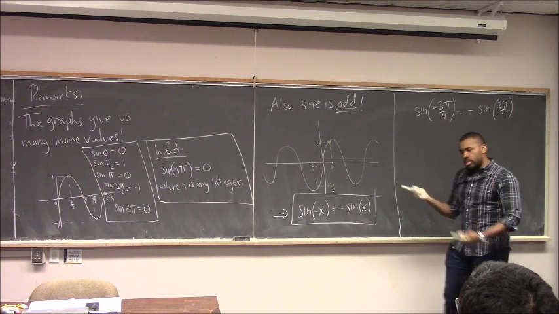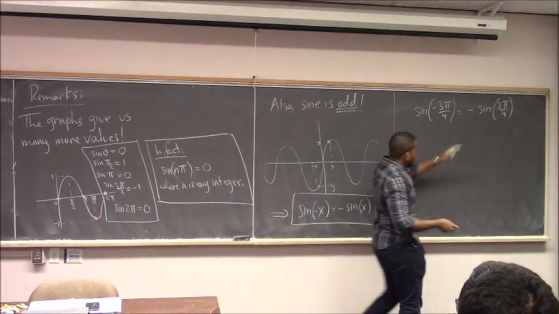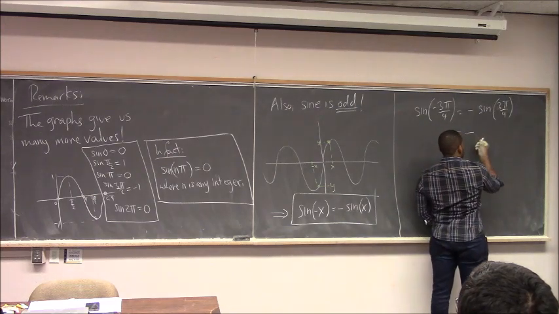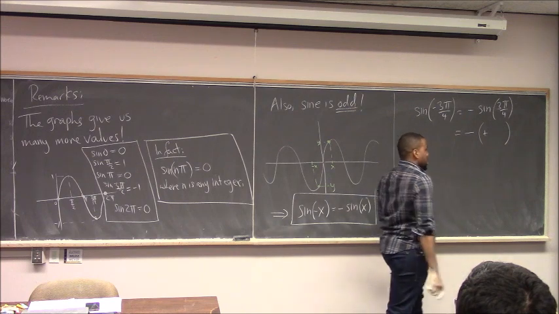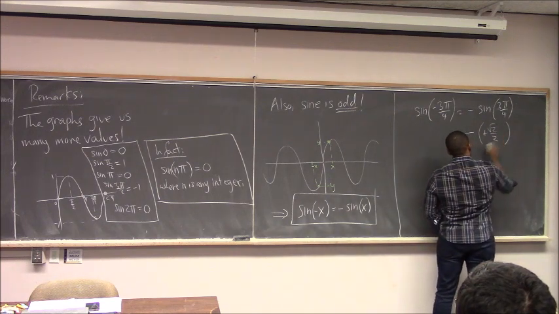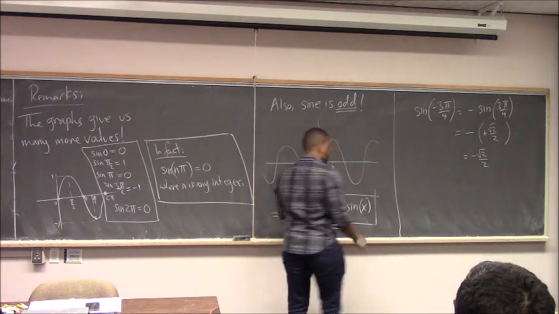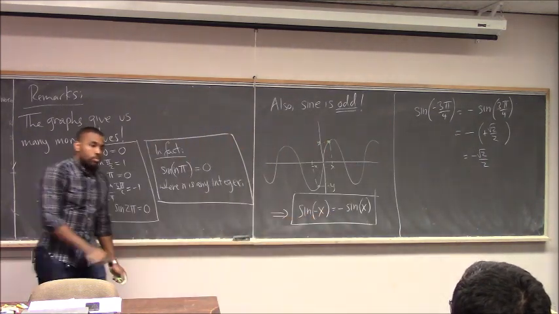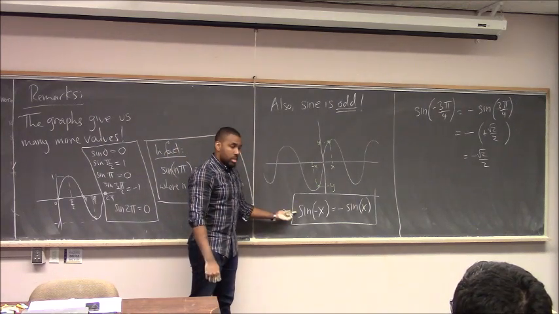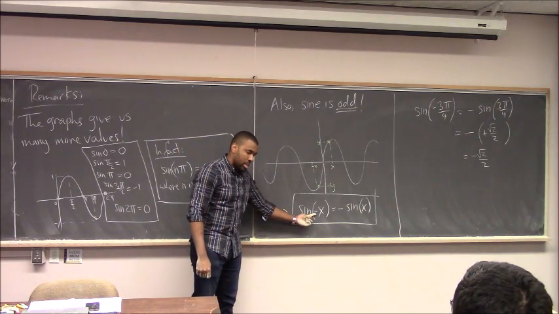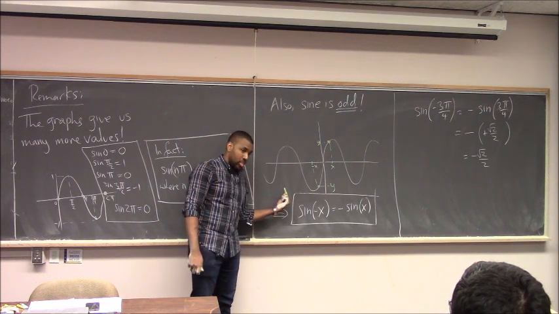Pi over 4 means divided into 4 equal pieces. 3 pi over 4 would be in the second quadrant. Sine is positive there, so it'll just be the negative of some positive value, and that positive value would be radical 2 over 2. And so this is minus radical 2 over 2 because of this. I don't want you to mistake this for the fact that you're factoring out that -1, because you can't actually do that in general.